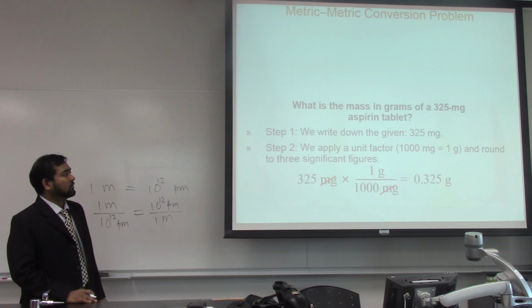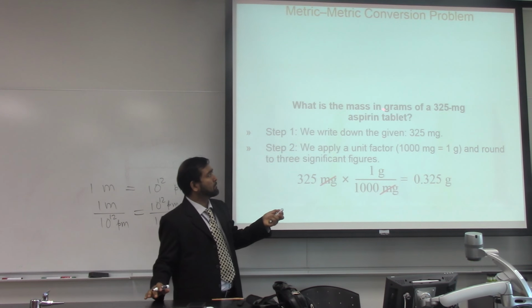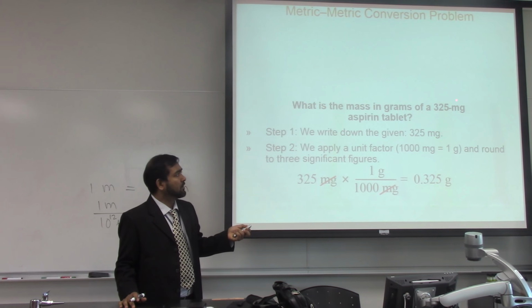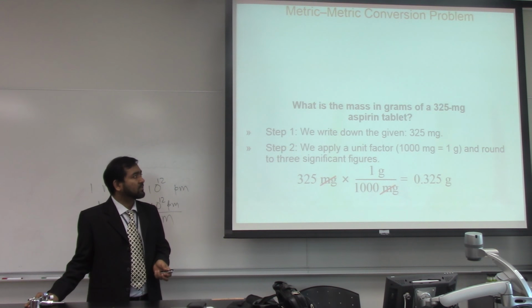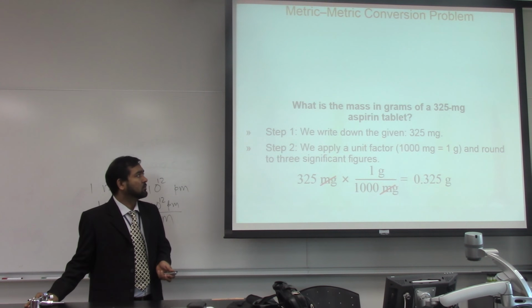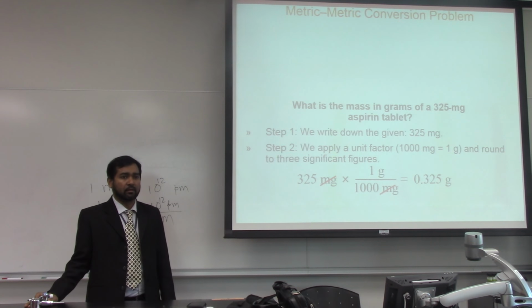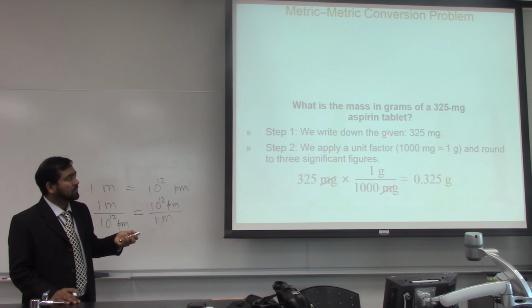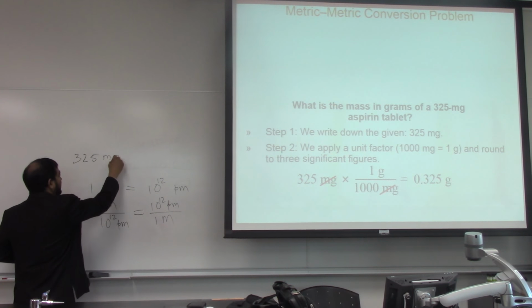Okay, let's do some practice. So when you do practice, you follow whatever you have given, which is 325 milligram, and you're converting to gram. Which one is the basic unit of mass in here, gram or milligram? Grams. So gram is the basic unit, but you have milligram given. So that's what you're going to start off with, because you write down the given first, which is 325 milligram, right? That's what's given, step one.